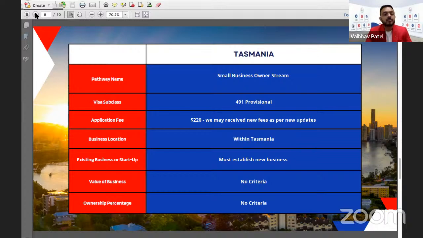Now, business location can be anywhere in Tasmania. And as I mentioned, you have to establish a new business. There is no requirement for the value of the business, how much you have to put in or how much you have to invest in the business.